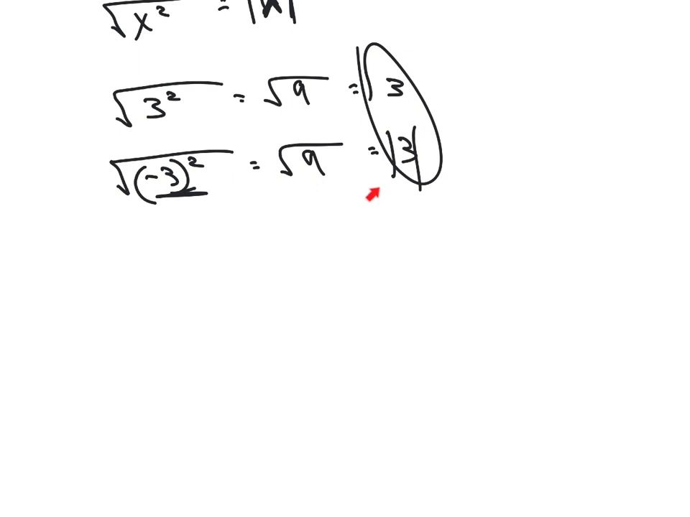So if we don't know whether this number is positive or negative because it's written as that, then it's going to be the absolute value of x. So if it's negative, we're getting the absolute value of x. If it's positive, we're going to get a positive number either way.